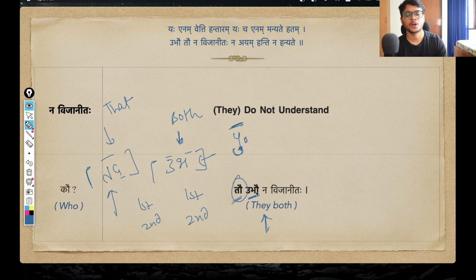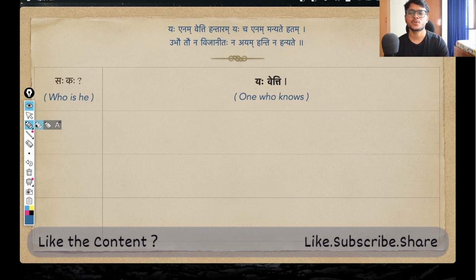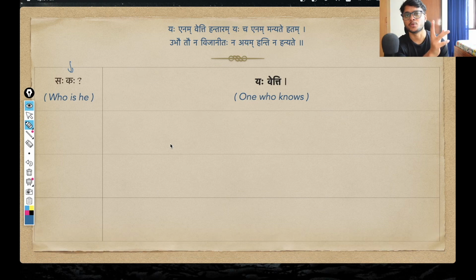So anyways, tau ubhau na vijanitaha, they both do not understand. They both clearly do not understand. That is the context so far. And moving forward, I am asking the question saha kaha. So this again here is referring to one person because we have they both do not understand. So basically we are talking about some 2 people. So first I am inquiring about the first person in that sense. Sahaka, who is he? Who is that first person? Describe him. And we get this statement, yaha vetti.